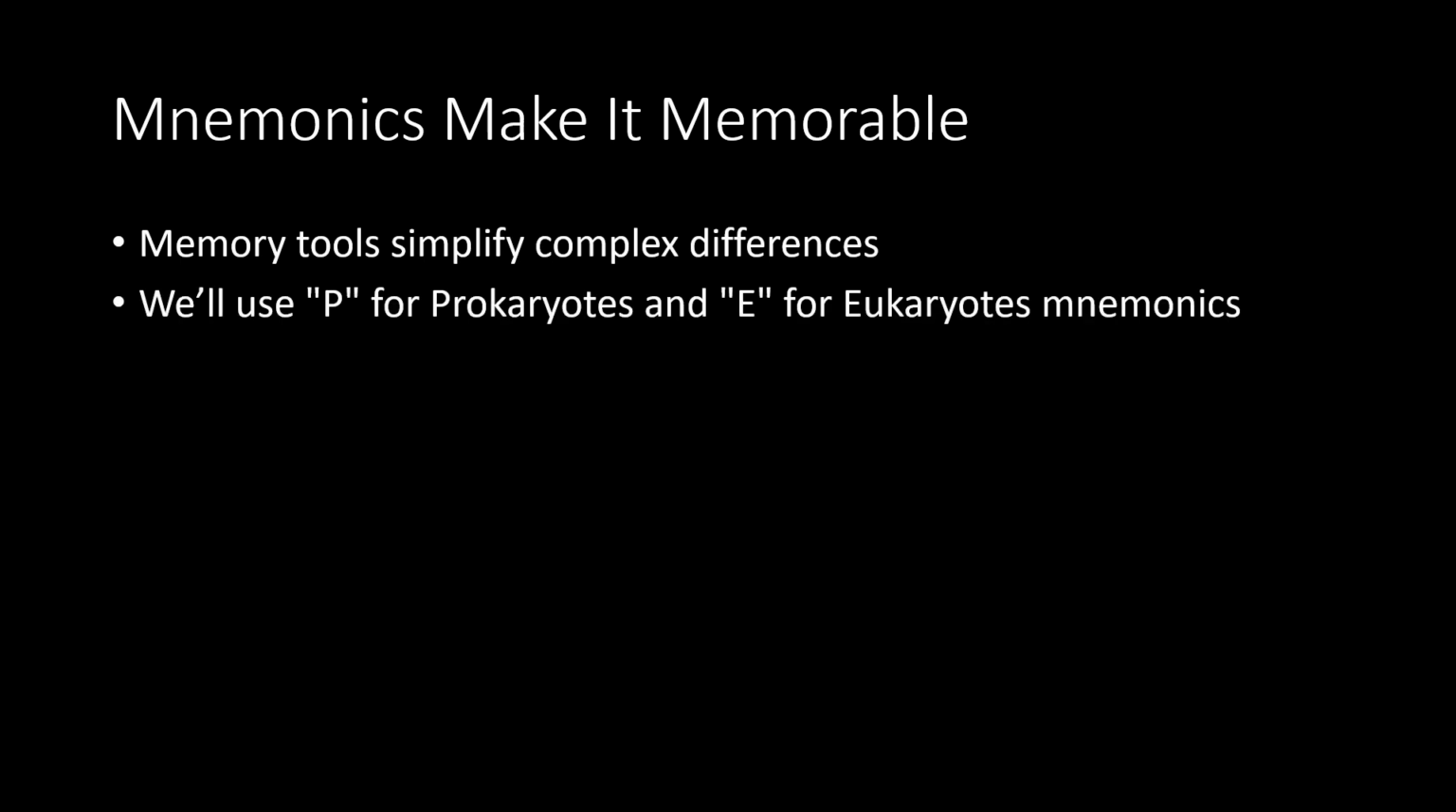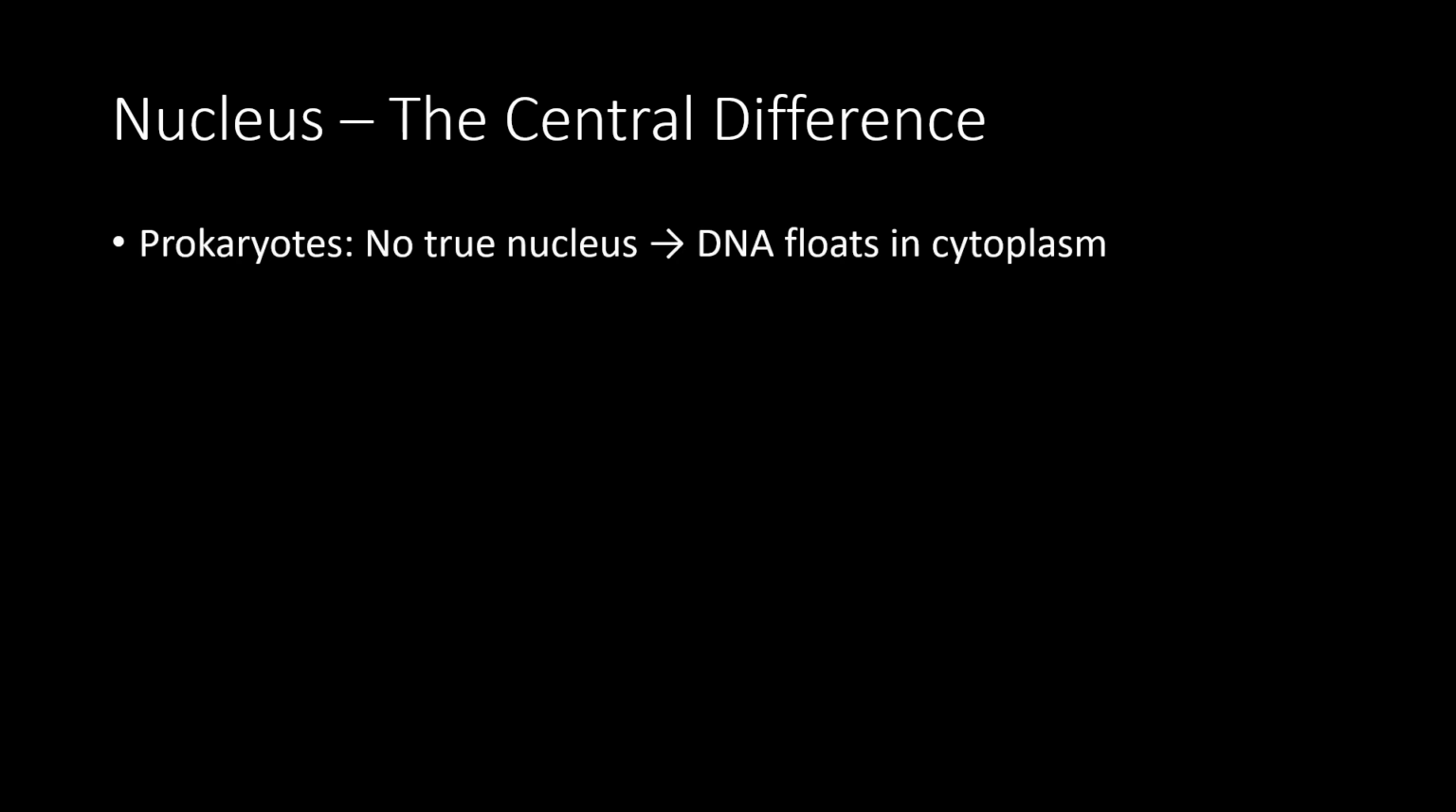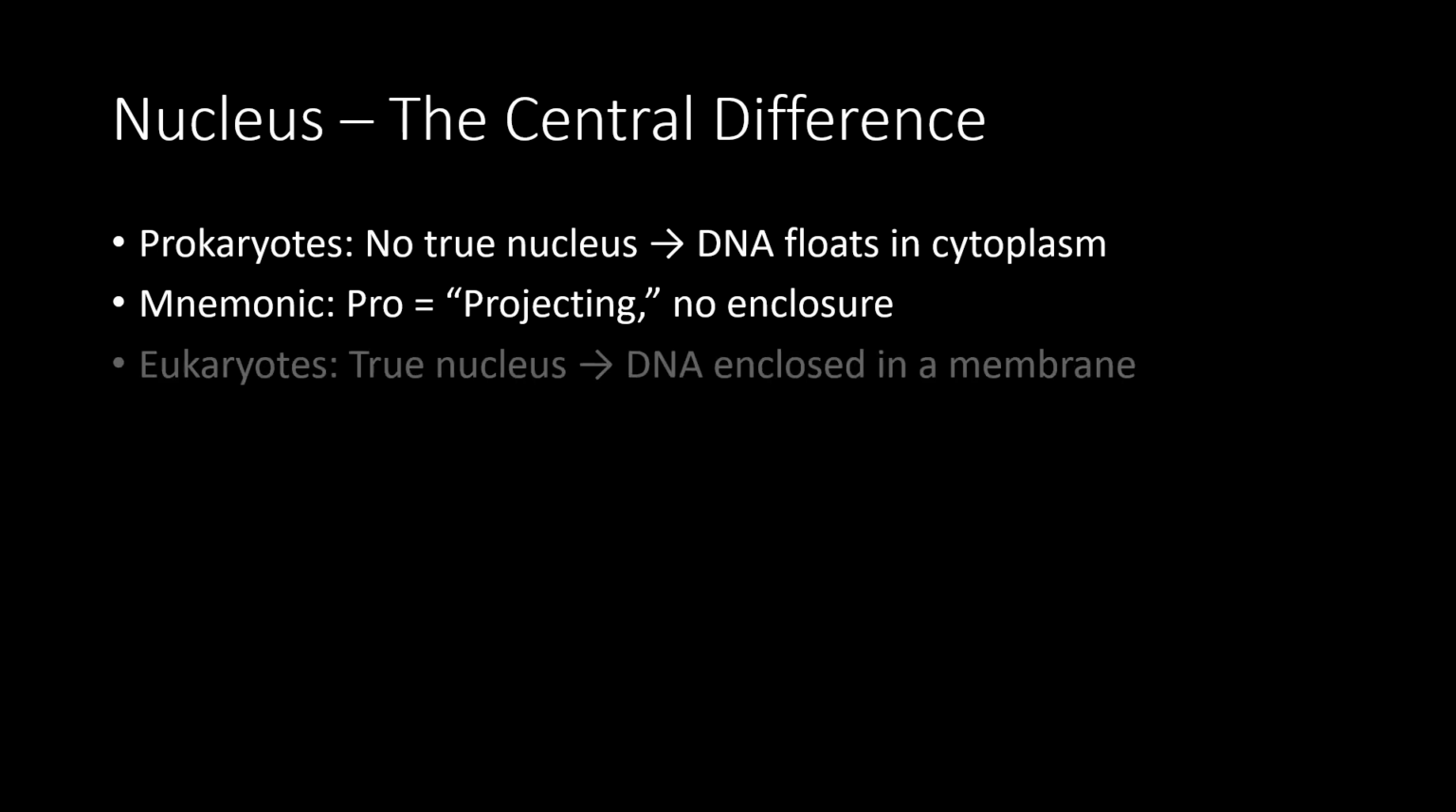If you want to remember these differences quickly, mnemonics can be incredibly helpful in making the facts stick. One of the key distinctions between prokaryotes and eukaryotes is cell structure. Prokaryotes are much simpler, lacking a nucleus and membrane-bound organelles. Instead, their DNA floats freely in the cytoplasm, which can sometimes make them seem like open spaces with no boundaries. To help remember this, think of the mnemonic prokaryotes equal pro, as in projecting, with no boundaries or enclosure.